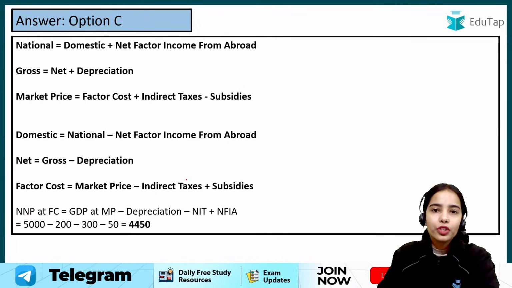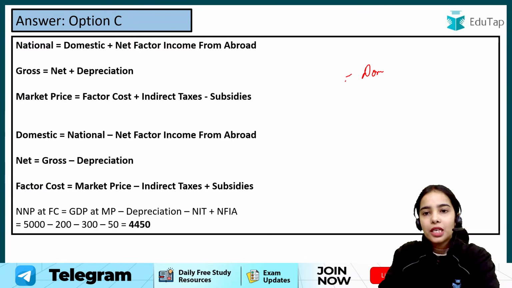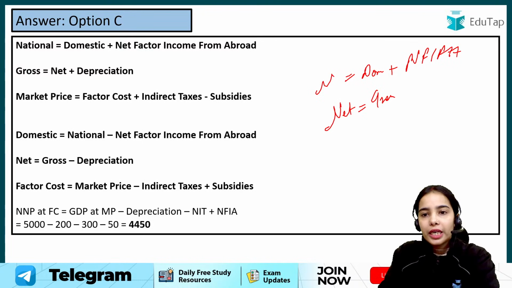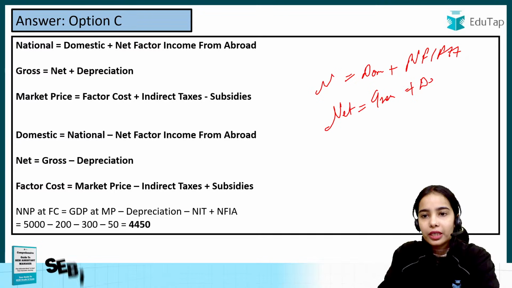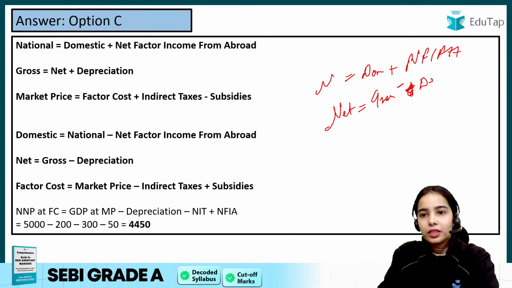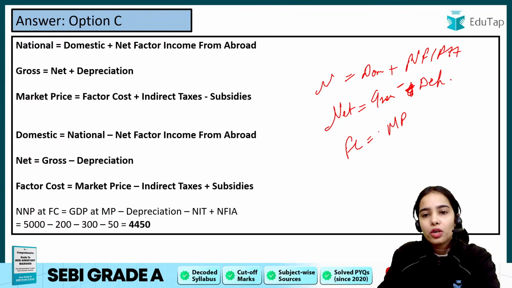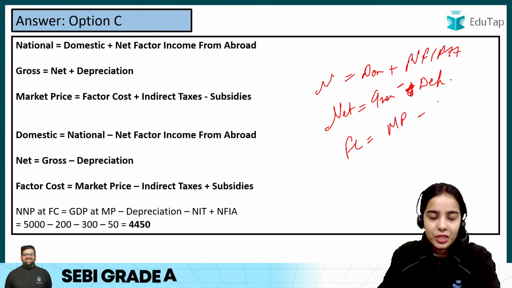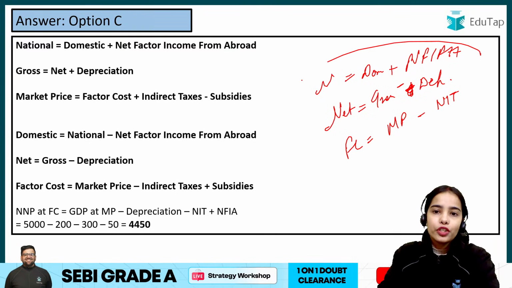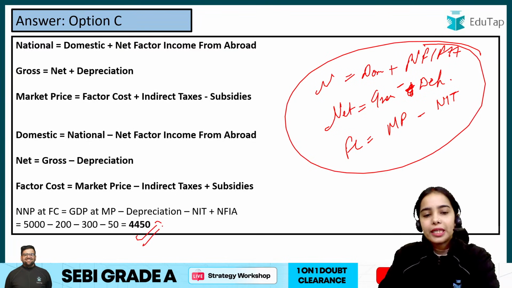So if you know the conversion, that if you have to go from domestic to national, add the net factor income from abroad. If you have to go from gross to net, deduct the depreciation. If you have to go from the market price to factor cost, deduct the indirect taxes, add the subsidies, that means deduct the net indirect taxes. So if you know the conversion, you will get the answer.